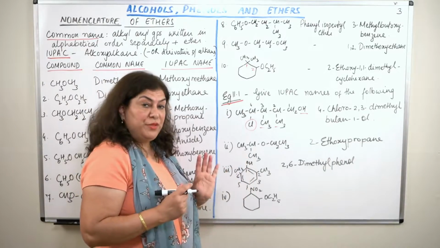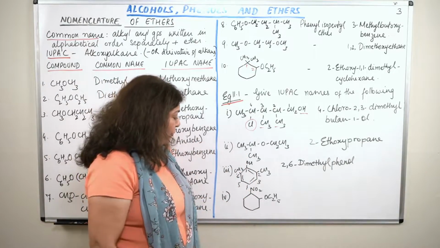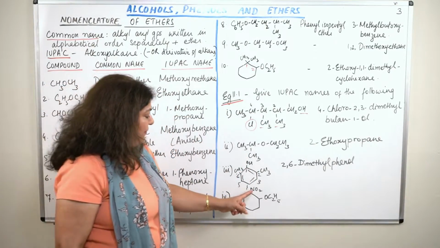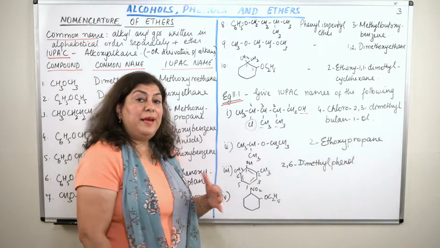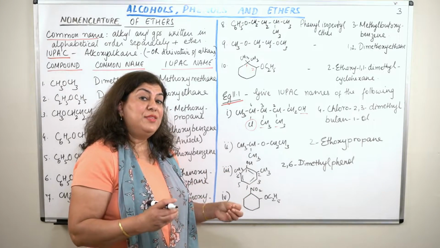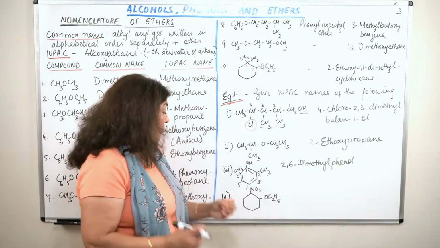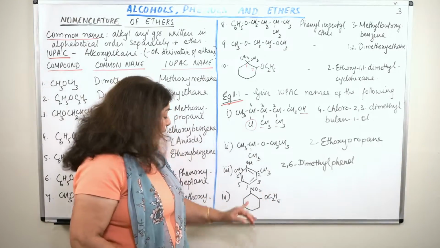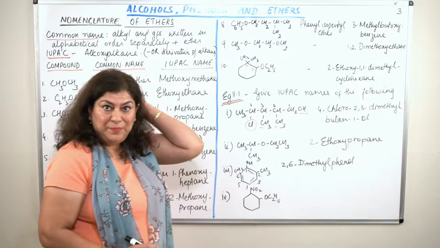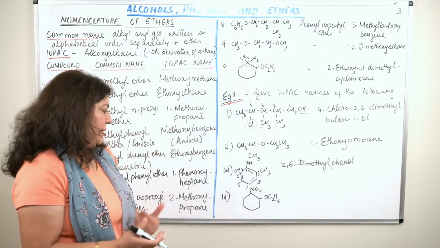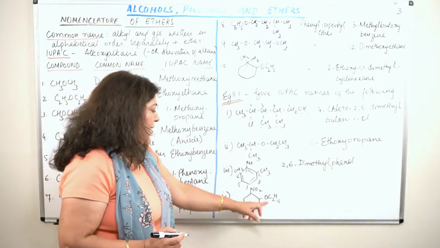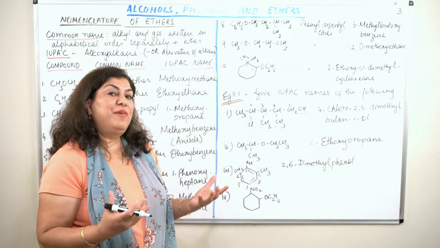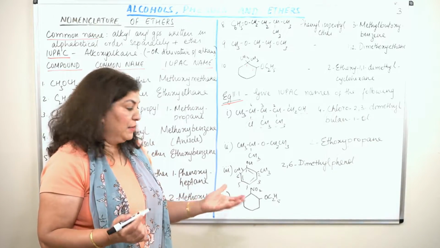That becomes the name of this compound. And the last compound for today, you have nitro group attached here. Nitro group is also always written as a prefix, remember. And this is ethoxy. And this is cyclohexane. So cyclohexane is your parent hydrocarbon. You have ethoxy and nitro. Which comes alphabetically first? Ethoxy comes first.